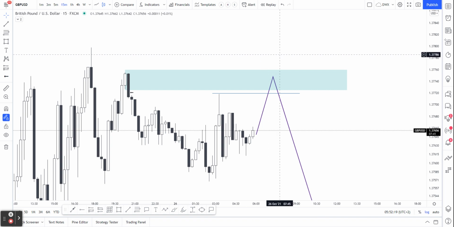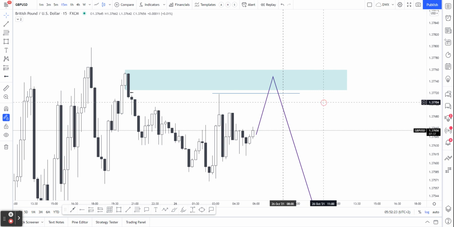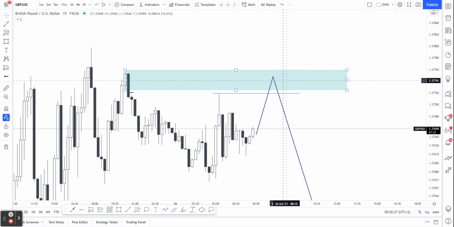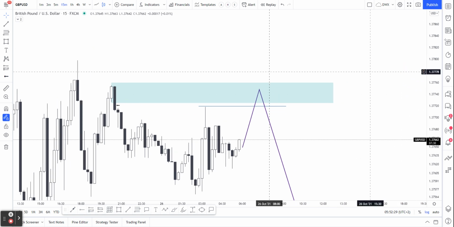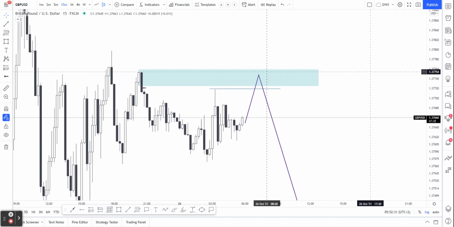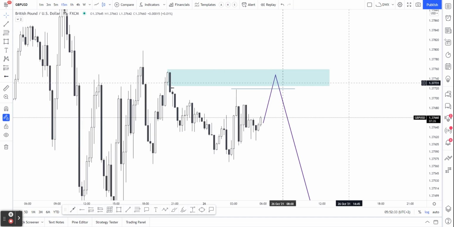So let's look at around Frankfurt Open. We can start looking potentially at tapping into this area and then giving us a reaction and a good entry. That is on the 50-minute.